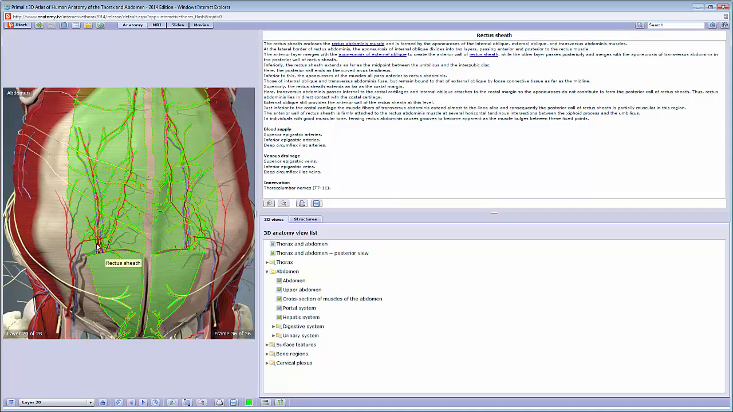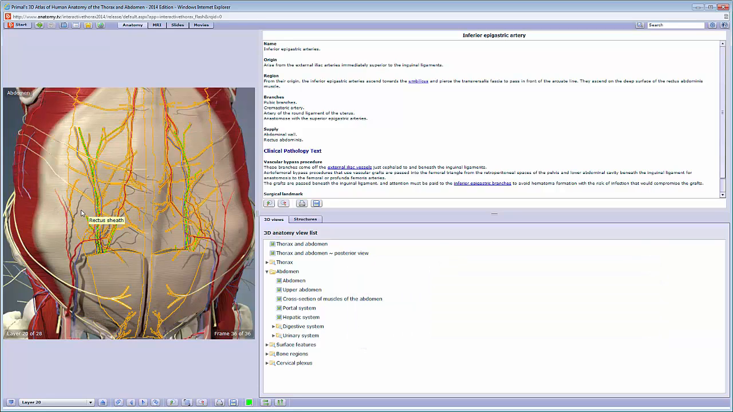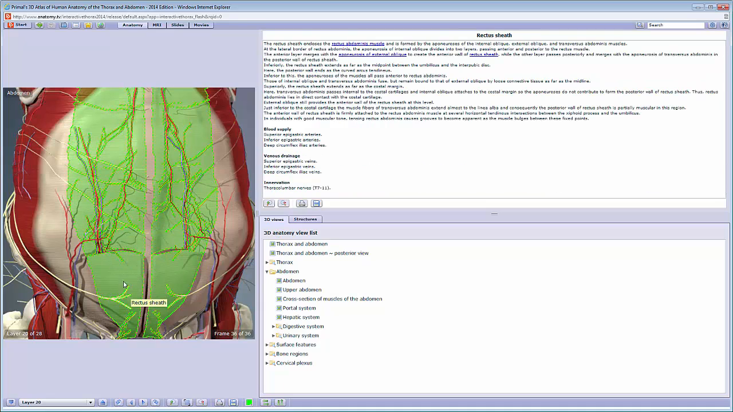If we move above the arcuate line here, where we can now see the inferior epigastric arteries and veins, here the internal oblique splits in two, and so the part of the internal oblique and the transversus abdominis contribute to the posterior rectus sheath, whereas the anterior rectus sheath above the arcuate line is then only made up of the external oblique aponeurosis and half of the internal oblique aponeuroses.